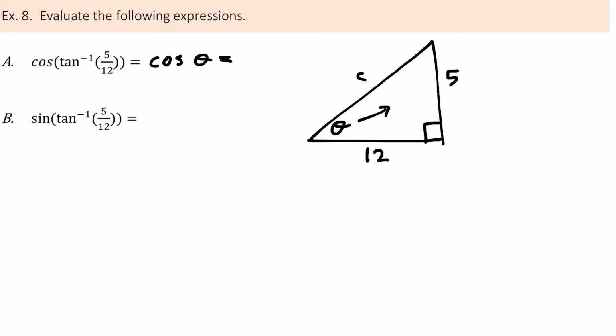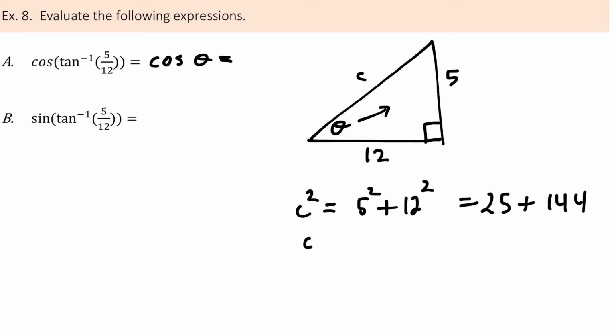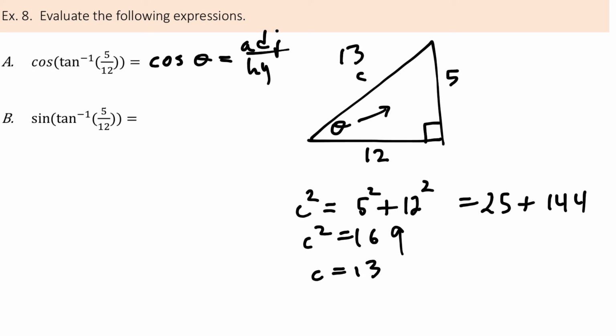So I could find that by just saying c squared is equal to 5 squared plus 12 squared. So that's 25 plus 144, which is 169. So square root of 169 is 13. So this is 13 here. So the cosine of that angle theta is just going to be adjacent over your hypotenuse. So that's going to be the cosine of theta is equal to 12 over 13. So that's what we're looking for, 12 over 13.